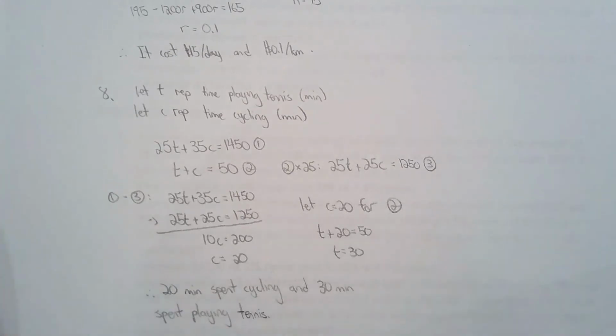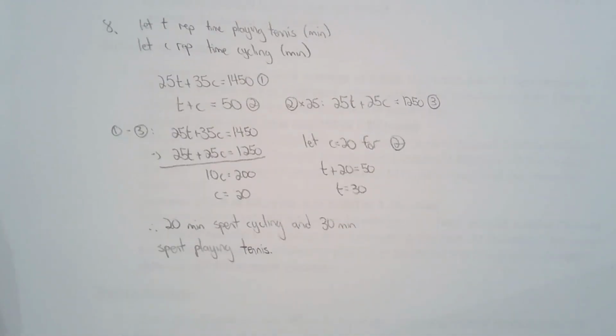Then time spent playing tennis and time spent cycling in minutes. So just looking at the energy burned. The total energy burned is 1450, and they give you the rate at which each is burning calories, and they also tell you the total time played is 50 minutes. So solve the system, and you find that you spend 20 minutes cycling and 30 minutes playing tennis.